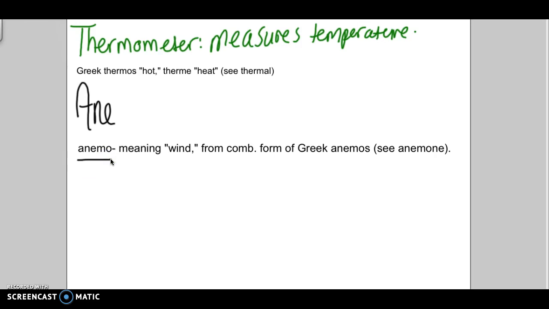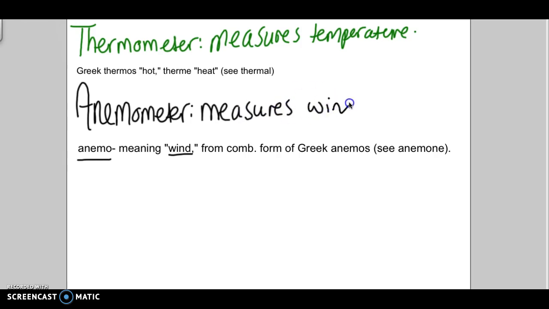Anemo means wind. An anemometer measures wind speed. An anemometer measures wind speed. There is a difference between that one and this, which Caroline says measures wind direction. These are two different, Jamari, two different weather tools.